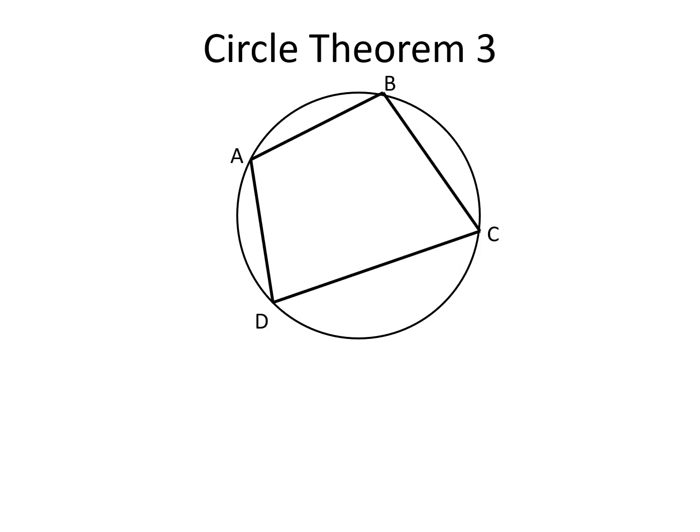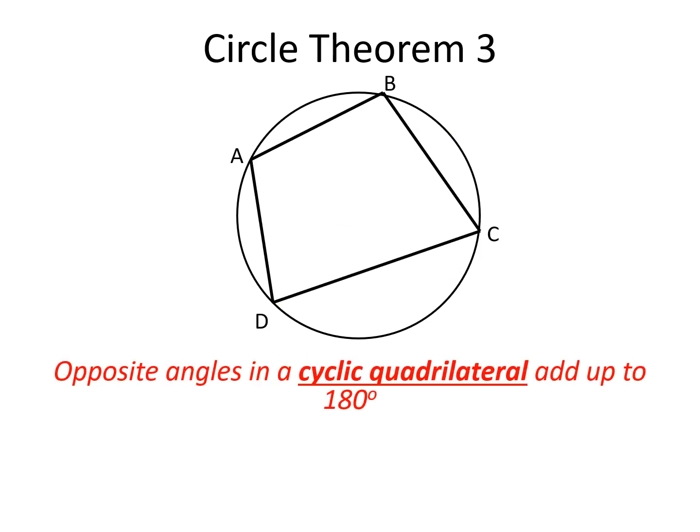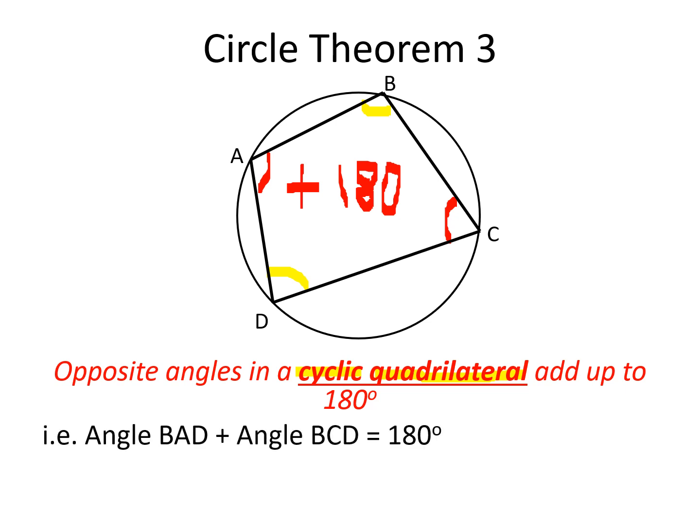Our next circle theorem is the cyclic quadrilateral. So this is a big key word. If you don't call it a cyclic quadrilateral, you will not get the mark for the reason. So opposite angles, so that is this angle is opposite this angle. The same way, this angle is opposite this angle, and they add up to 180. So the two red ones add to 180, the two yellow ones add to 180. And that is our cyclic quadrilateral.